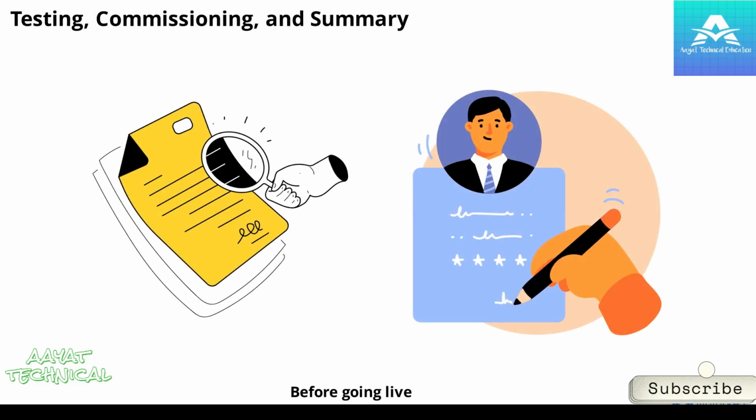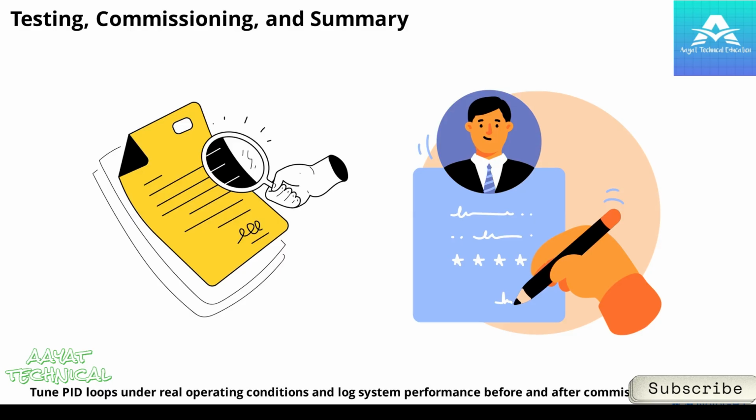Before going live, thorough testing and commissioning are crucial. Check every input trigger, test both normal and abnormal conditions, and validate all alarms and safety interlocks. Tune PID loops under real operating conditions and log system performance before and after commissioning.